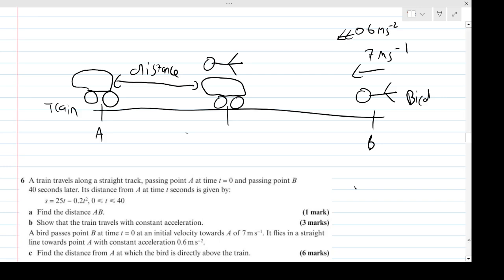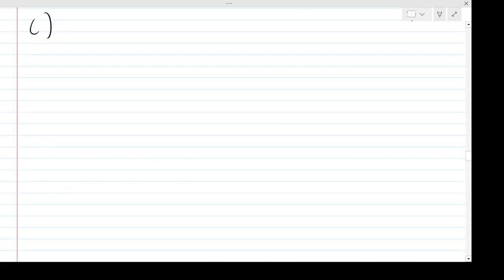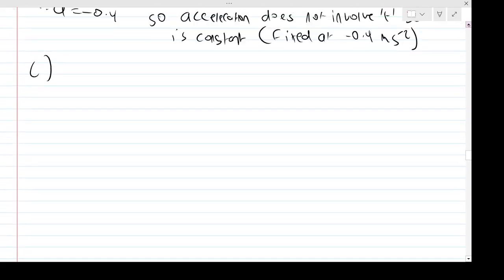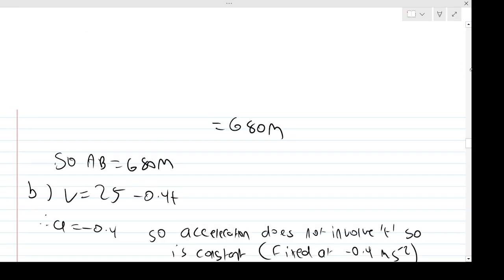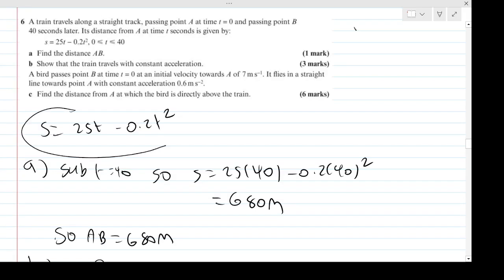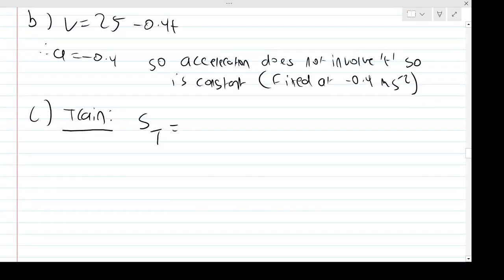Okay. So actually, if we consider the displacement of the two objects, so firstly the train, I want to find the displacement of the train. I'm going to call it ST, S for train, I mean T for train. So I already have the displacement for the train. I'm given it earlier on in the question. The displacement of the train is 25t take away 0.2t squared. And there we are.